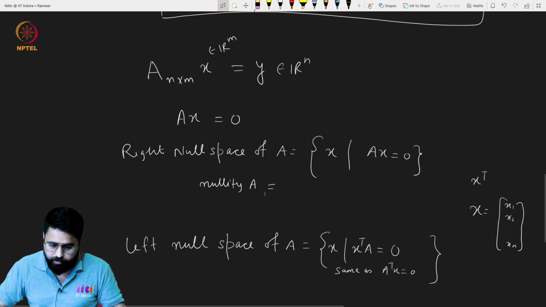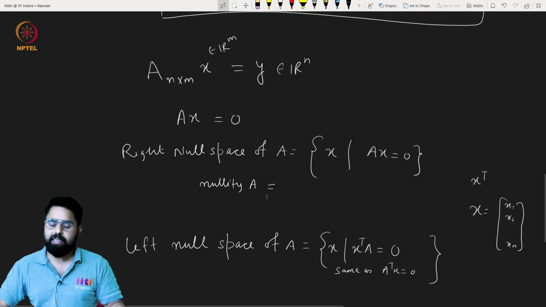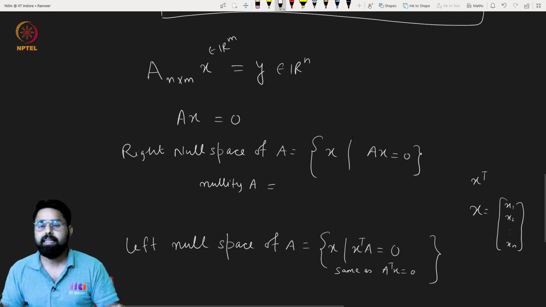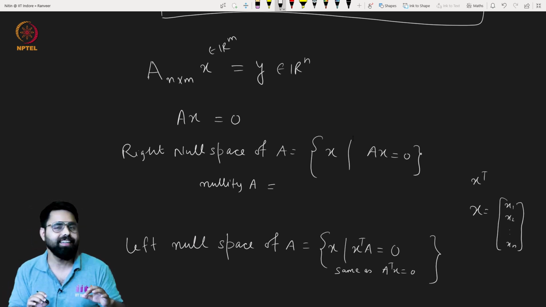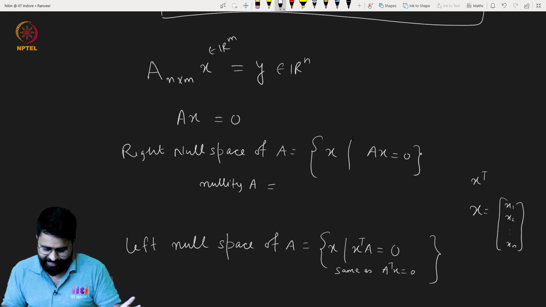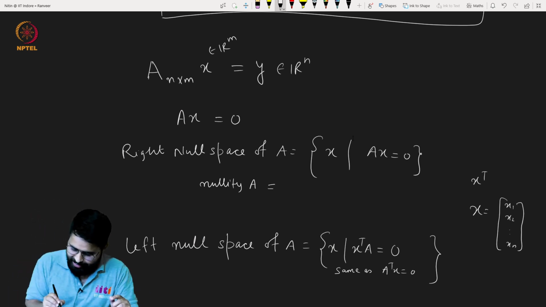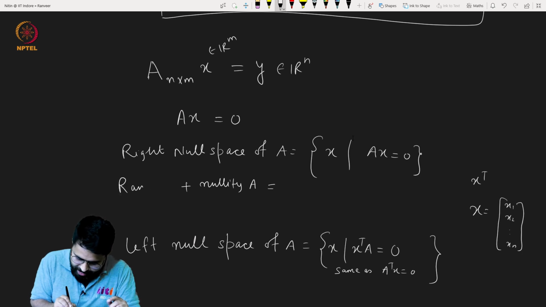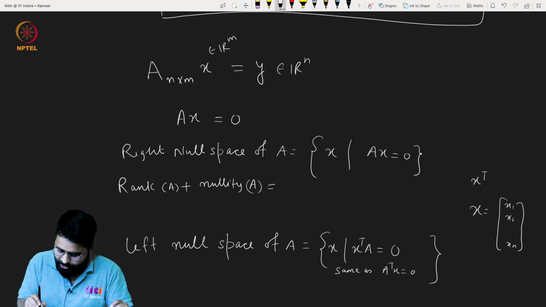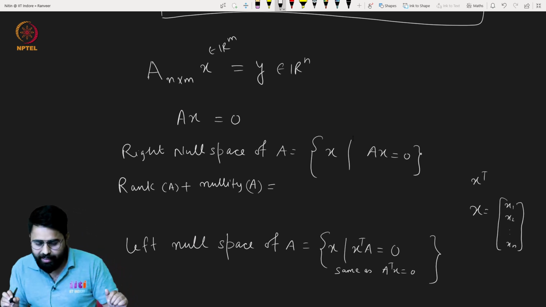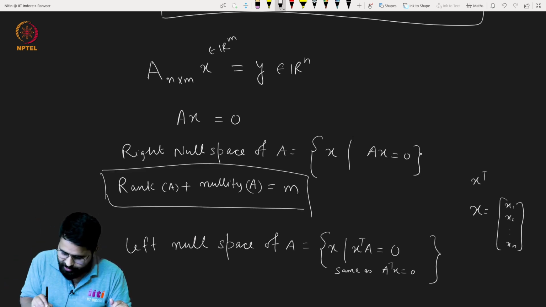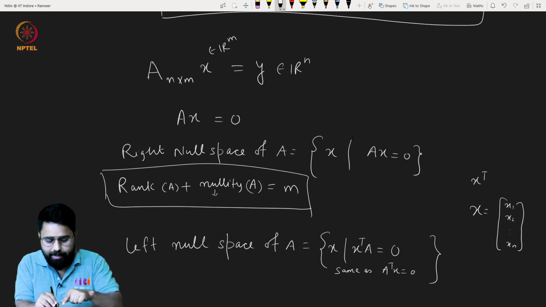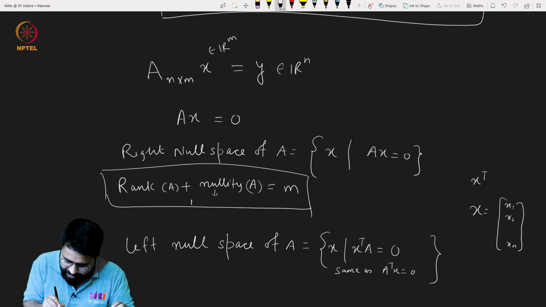Now there is a very interesting result which relates the nullity of A, the rank of A, and the number of columns in A. We call this the rank nullity theorem. Rank of A plus nullity of A is equal to the number of columns. Ideally, to be on the safer side, because I am taking nullity from the right null space, maybe I can write it as right nullity.